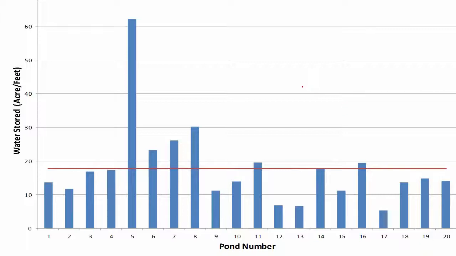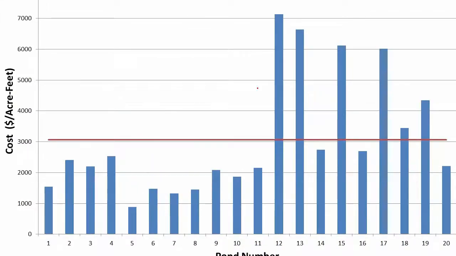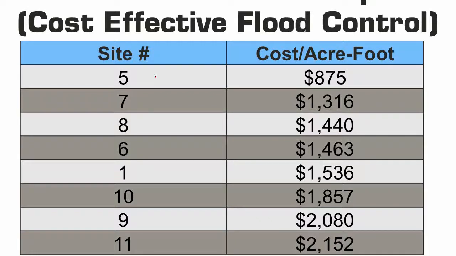But let's take that even a step further. Let's marry those two, and let's look at the cost per acre-foot of temporary pool. So now we can start quantifying, of those structures that were placed, which ones will give us the best bang for the cost or for the taxpayer dollar. And so these are the top 8.